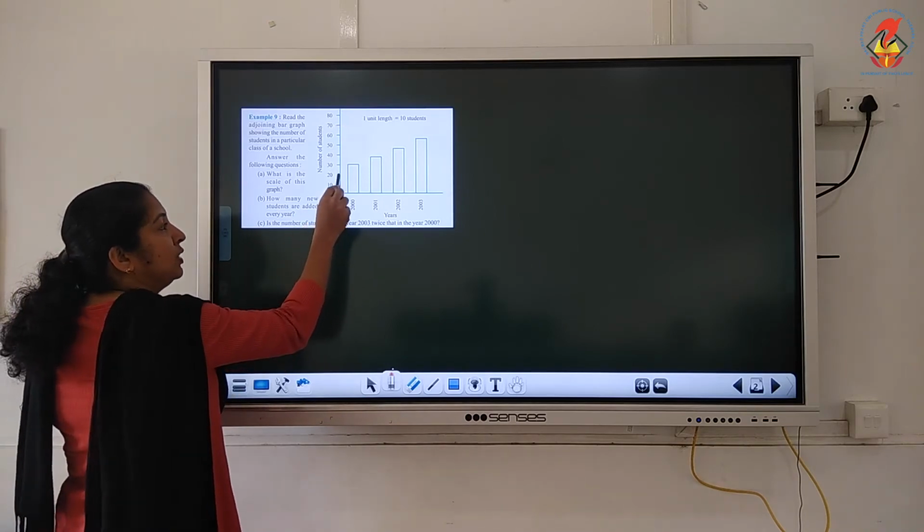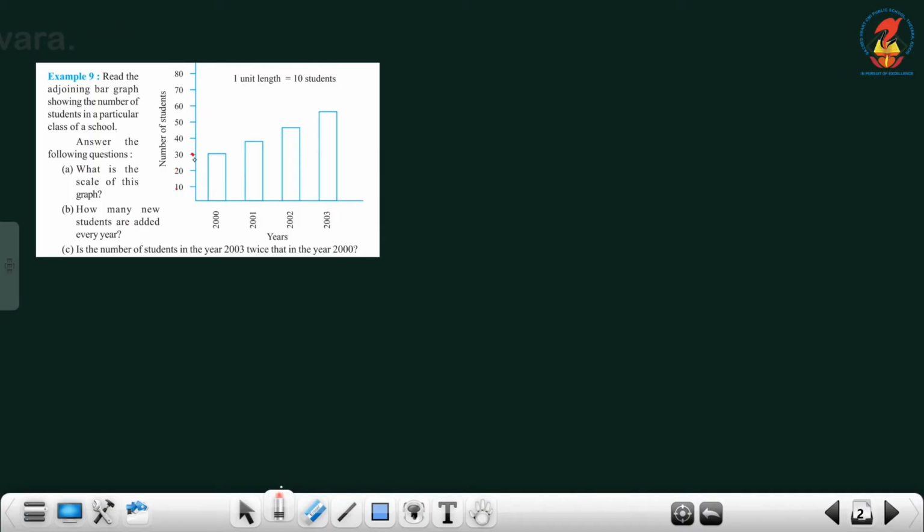Here 10. So, what about the width here? 10, because this is 20 and 10. Again 10. So, what is the scale of this graph? What is given actually here? Number of students in a particular class. So, in the year 2000, 30 students, 2001 40 students, 2002 50 students, 2003 60 students, and this is known as 1 unit length. 1 unit length represents 10 students.